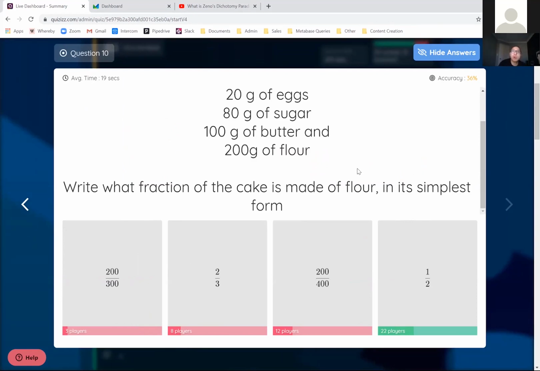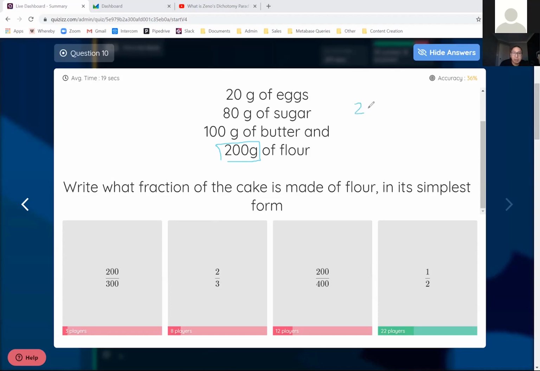Well, I know that 200 is the amount of flour, 200 grams is the amount of flour that we have. The next thing I need to figure out is, well, what is the weight of all the ingredients combined together? Because that's going to tell me what fraction of the cake is made out of flour. I need to know how much flour out of the total, right? So the total is going to be 200 add 100, which is 300, add another 80, which is 380, add another 20, which is 400, right? So the whole cake is 400 grams worth of stuff.